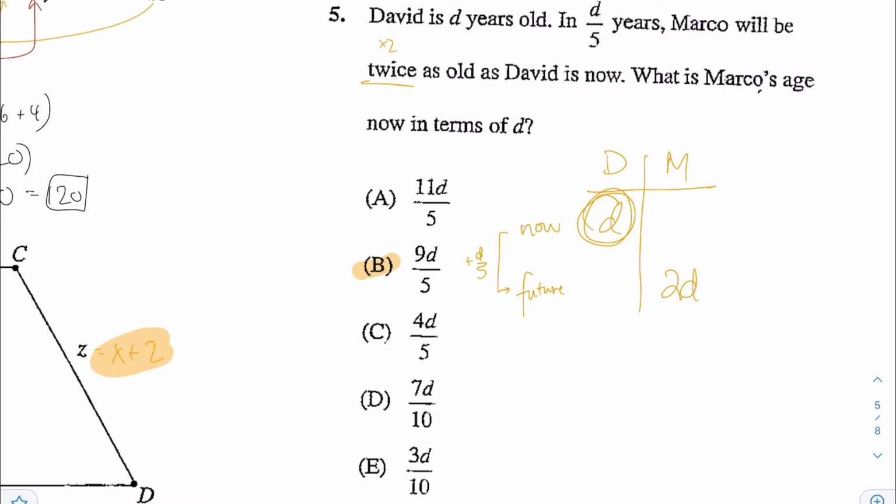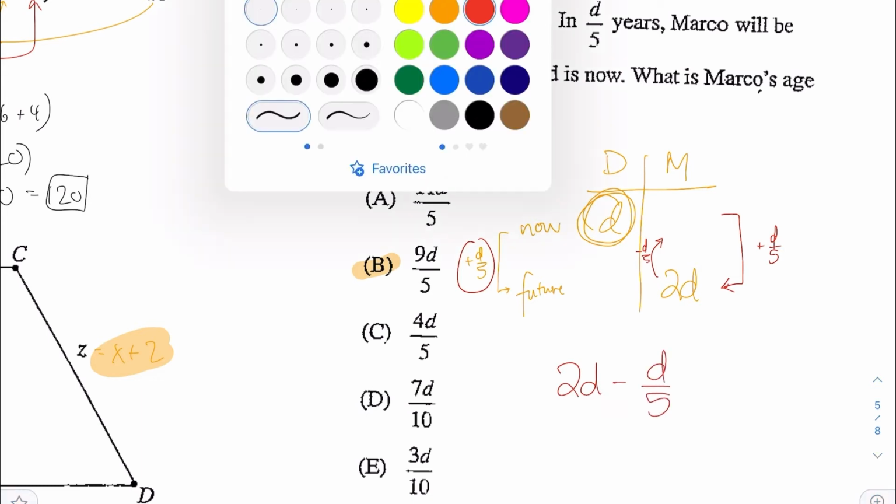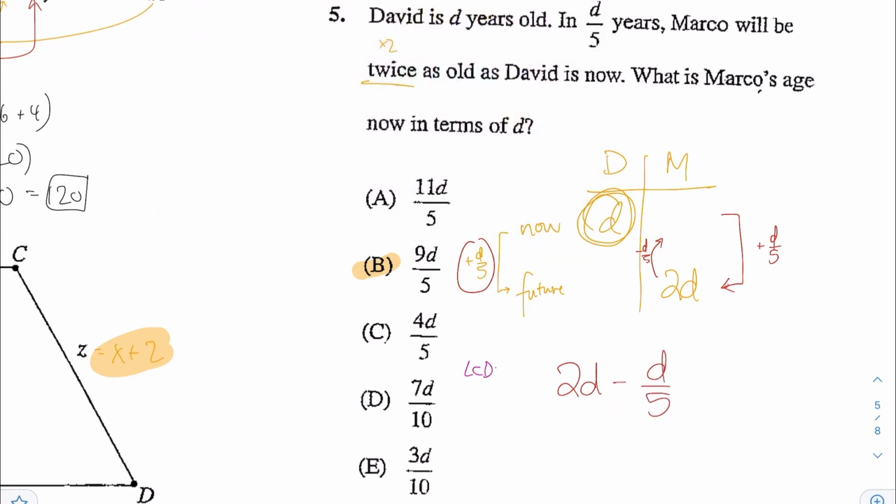And now you want to know Marco's age in terms of D. So remember, to go from Marco's age to Marco's age in the future, you have to add D over 5. So to go backwards, then, you have to subtract D over 5. So what you're really doing is 2D minus D over 5. And here the LCD is 10. So right now 2D has a denominator of 1. So if you multiply by 10, or sorry, the LCD is 5, not 10.